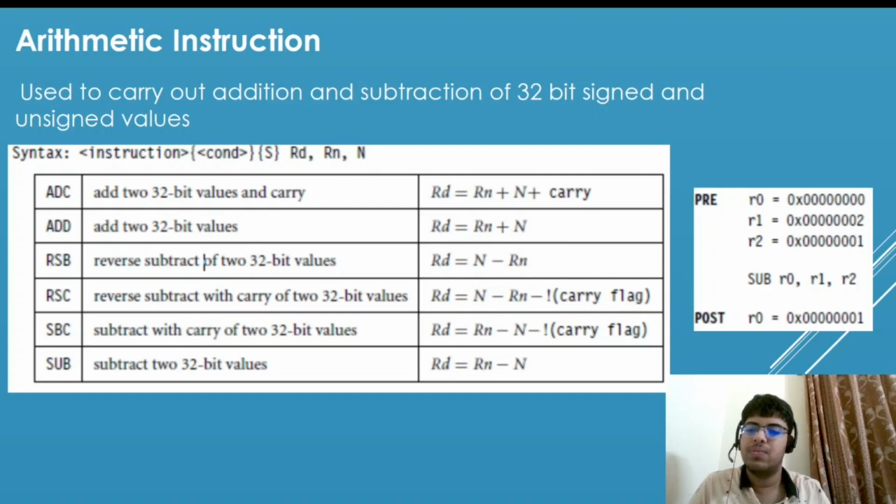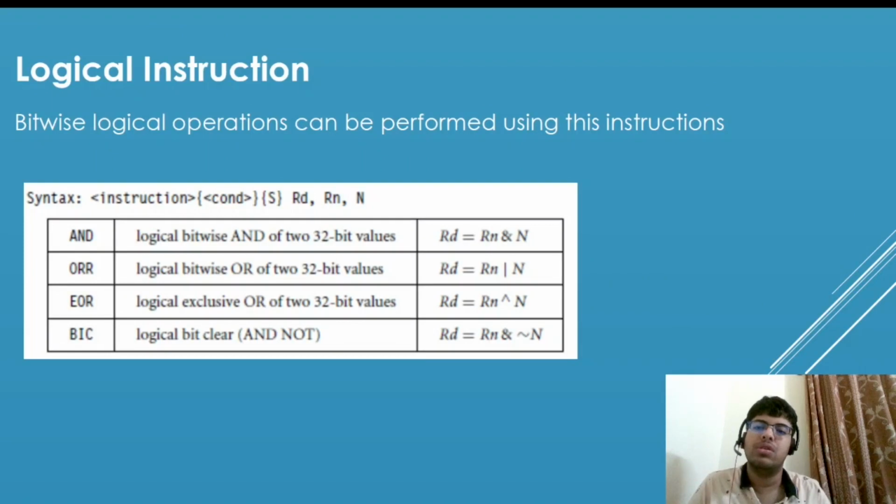And next, we'll see logical instructions. It is the bitwise logical operations which are performed in this instruction. The AND, capital AND, is the logical bitwise AND of 32-bit values. A point to note is that in these embedded systems, we are majorly dealing with all 32-bit values. Next is the OR, which is the logical bitwise OR, and EOR, which is your exclusive OR function. Now BIC is a function but we don't use it much.